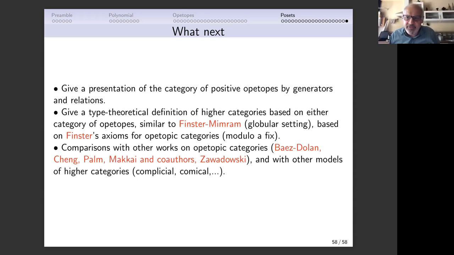And for this, a good candidate are Finster's axioms, Eric Finster's, but there is a fix to be done. His axioms are not quite correct, and he knows about it. And he even told us what the bug is. And then we would like, of course, to compare with other approaches, and I really have to stop. Okay.